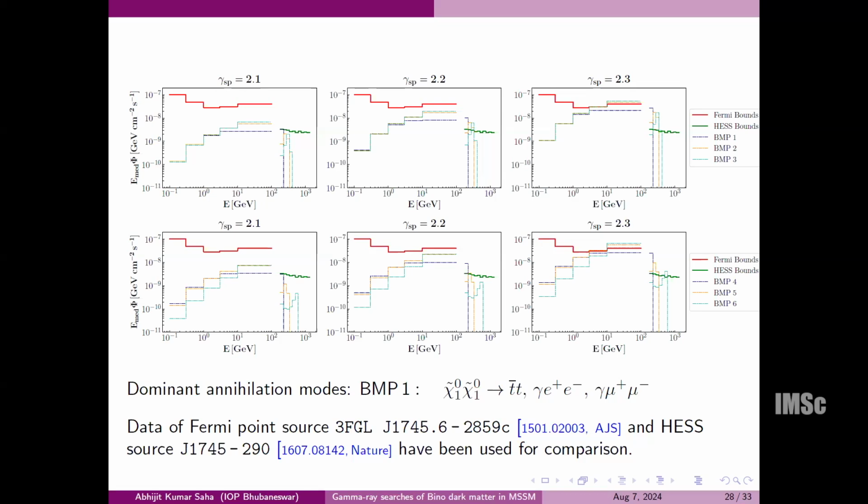So this red line is the Fermi bound, and this green line is the HESS bound. In each energy bin, we have calculated the gamma ray flux for 6 benchmark points, considering different gamma SP values. You see when gamma SP is 2.1, only one benchmark point is ruled out, BP1. But once you start increasing gamma SP, other benchmark points also get ruled out.